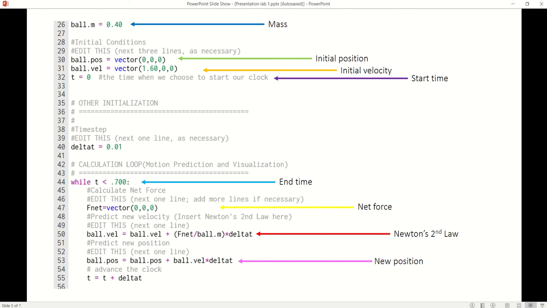As discussed before, the net force of zero would predict a model of an object moving in the same direction at the same speed. As you can see at the bottom, I also added formulas for Newton's second law and the formula for finding a new position so that the code could accurately model the ball's constant velocity.